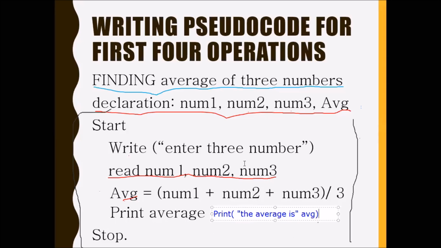So let's say the user entered 5, 10, 15. 5 plus 10 is 15. 15 plus 15 is 30. That is what would happen here. So 30 would be added. 30 divided by 3 is 10. So what would come up on the screen based on this is the average is 10. You wouldn't see the word AVG because it's not in quotation. Once it's not in quotation, it is going to display whatever value is stored in that variable.